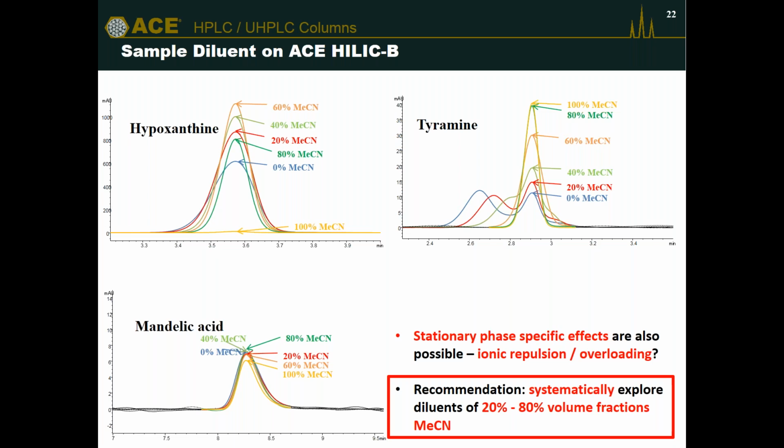So the recommendation that we're making for people who want to explore which is the best diluent for their particular samples is that you have to try a few of these different combinations. I can't think of any better way to recommend it. We're recommending between 20% acetonitrile and 80% acetonitrile. In the example I've shown on the screen, it's in 20% increments to explore the solubility of your samples for HILIC because of the high amount of organic that's used in the mobile phase.